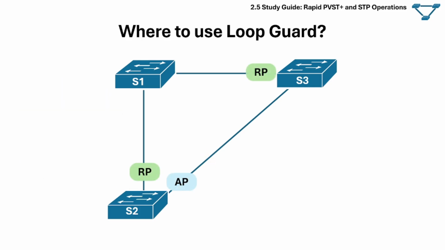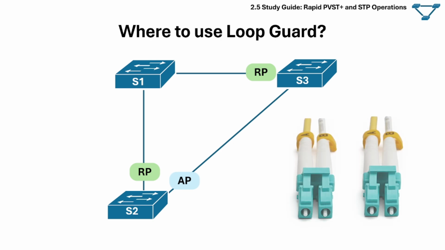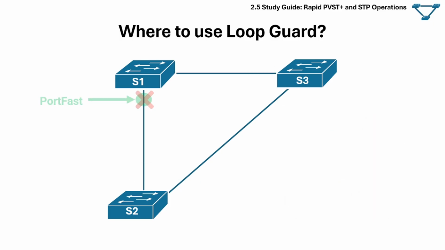LoopGuard is particularly useful on non-designated ports, like the alternate and root ports, and is often recommended for ports connected to other switches, especially those using fiber optic cables where unidirectional links are more common. It should not be configured on ports with PortFast enabled, as it may interfere with port states.